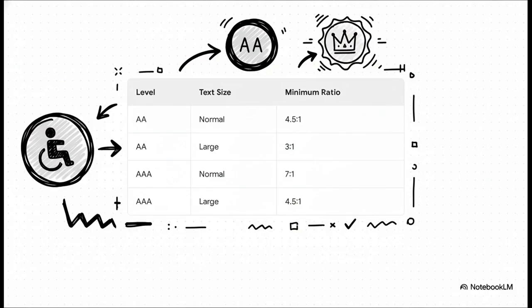You'll hear about two main levels, AA and AAA. The easiest way to think about it is this. AA is the standard you need to meet. It's often the legal requirement and makes your site usable for most people. AAA, on the other hand, is the gold standard. It's that extra step for enhanced accessibility.